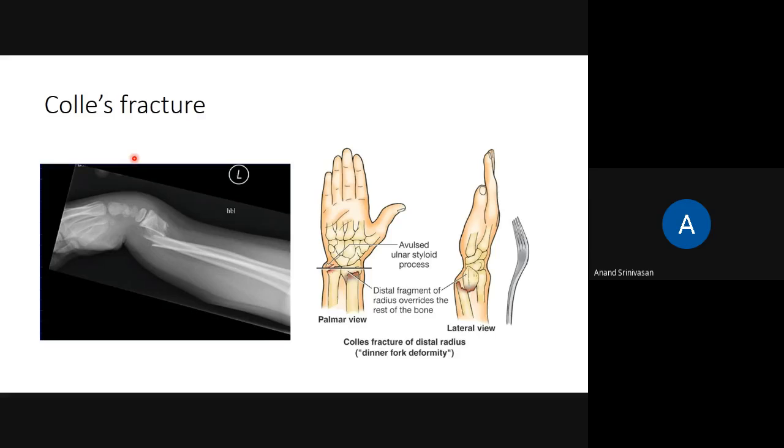If there is osteoporosis in a person who walks, trips, and falls on the outstretched hand, it can lead to a fracture. Here you can see the fracture of the distal end of the radius, and it's been pushed up. It resembles a dinner fork, so this is called a dinner fork deformity, in which there is a fracture of the distal end of the radius. This fracture is called Colles fracture.